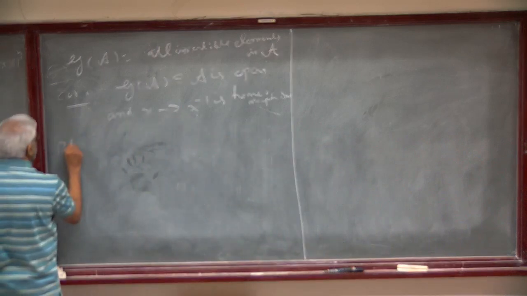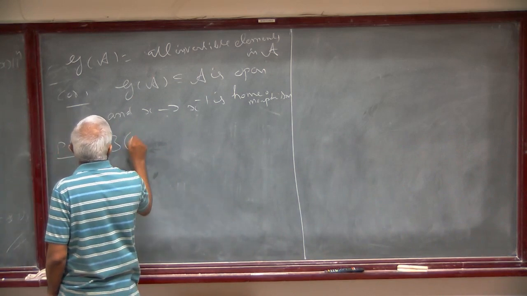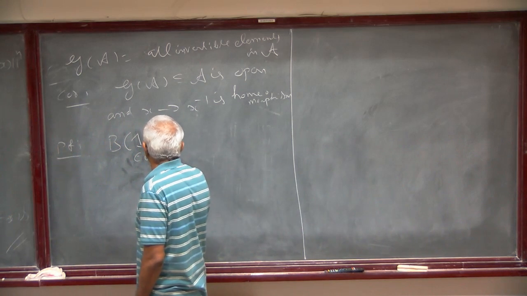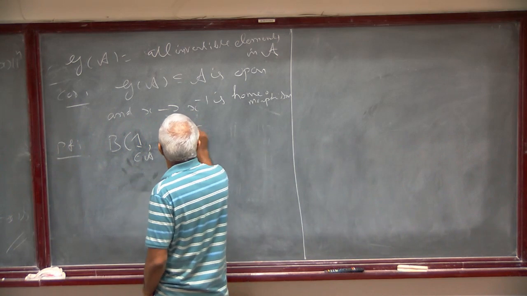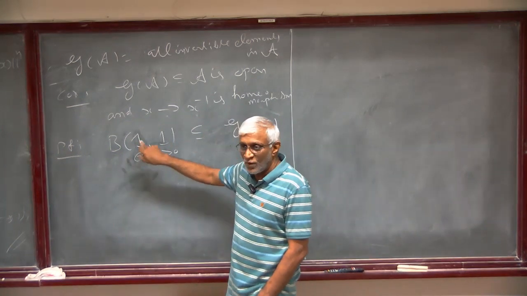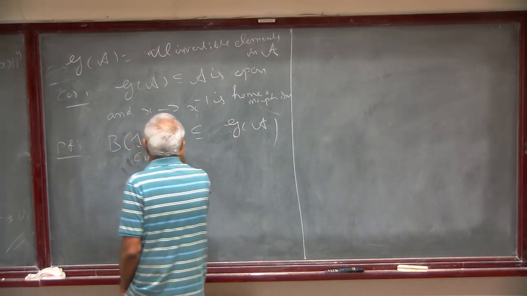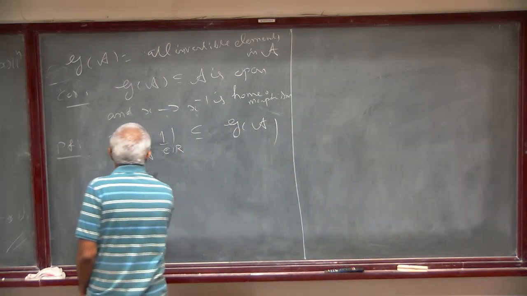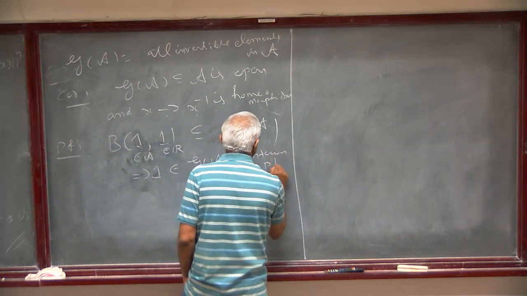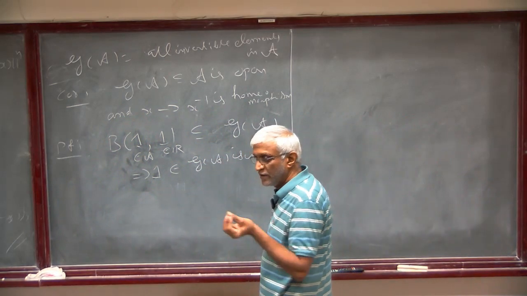Proof. So this lemma implies that the open ball around 1, where this 1 is in A and is some number, is contained in G of A. This is the open ball around 1 with radius 1. This is in the real numbers; I'm just using the same notation. So this implies 1 is an interior point. Also, you want to say it's a point of continuity for the inverse.